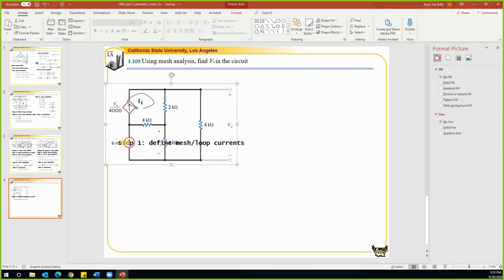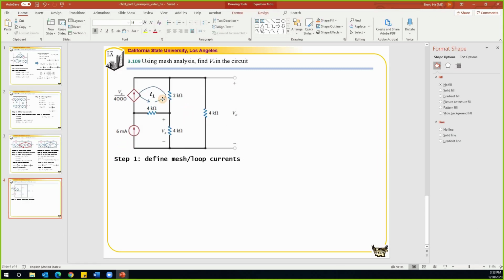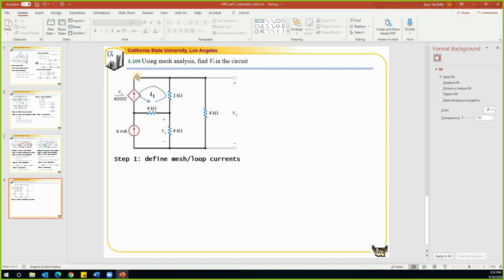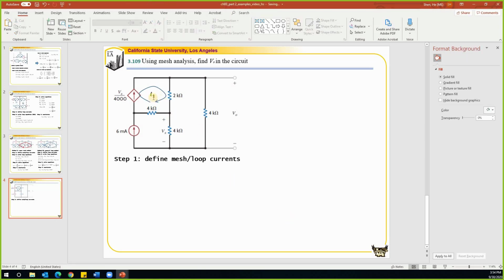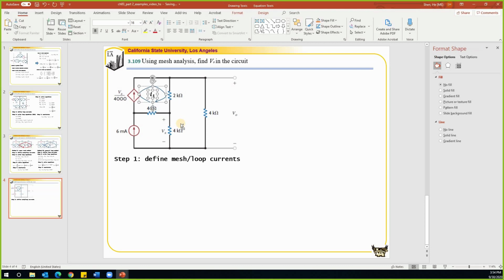Step 1, we're going to define the mesh currents. We define the mesh currents like that. Since these current sources are going upward, I want to reverse the direction of my current source to be aligned the same as the information given. So if I define this way, I1 will be equal to Vx over 4, and I2 will be equal to 6 milliamp. So you don't have a negative sign. Define my I2 like this. Last is my I3.